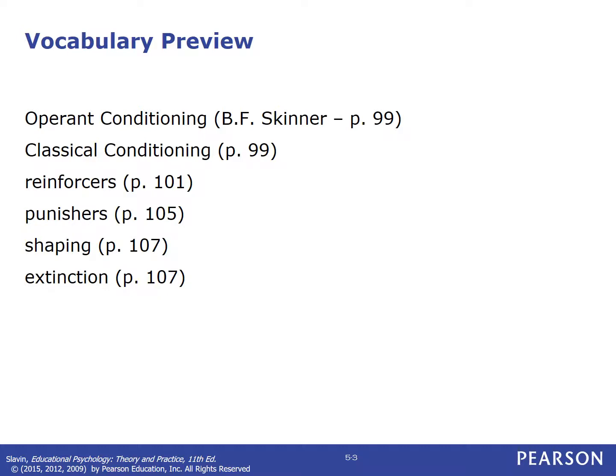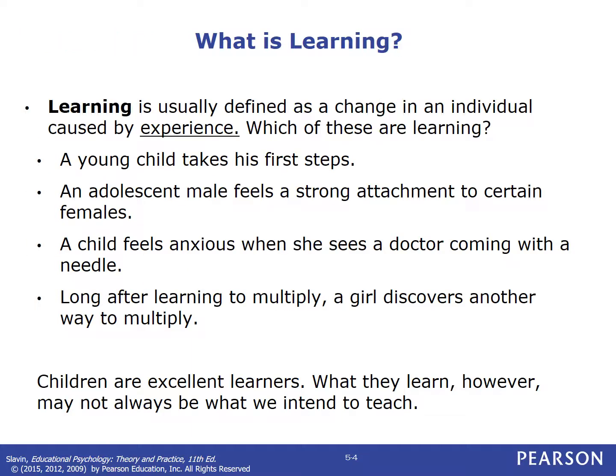Here's our vocabulary preview for the week. By the end of this lecture, you should know the definition of these words: operant conditioning, classical conditioning, reinforcers, punishers, shaping, and extinction. So first of all, what is learning? Learning is usually defined as a change in an individual caused by experience.